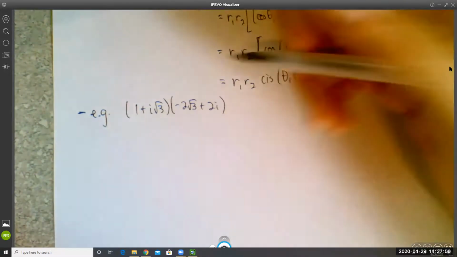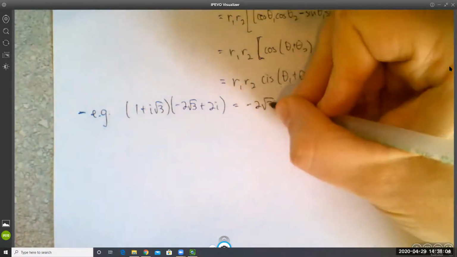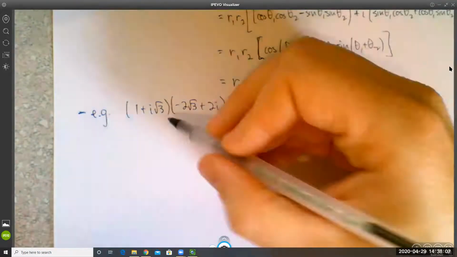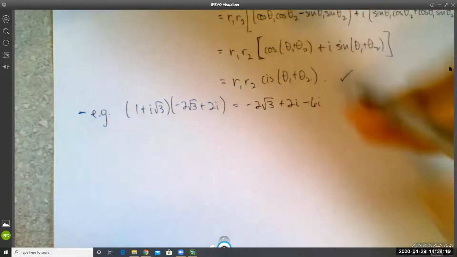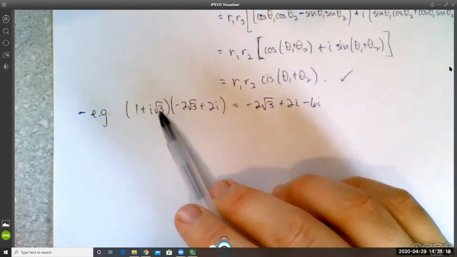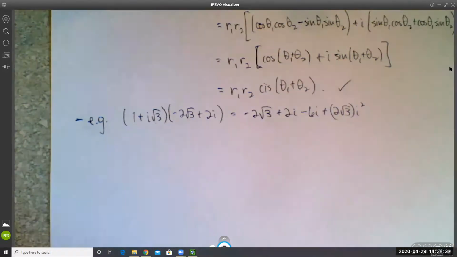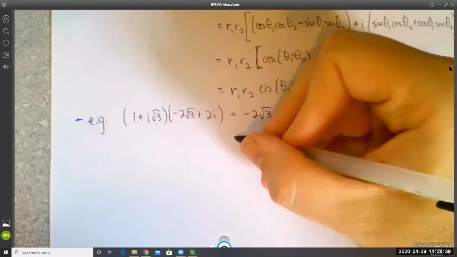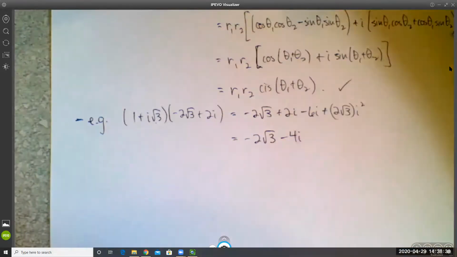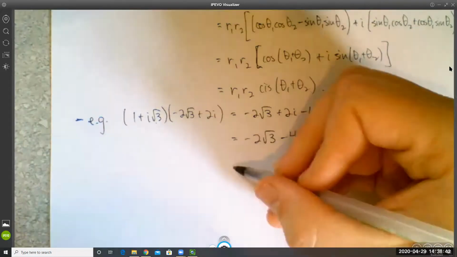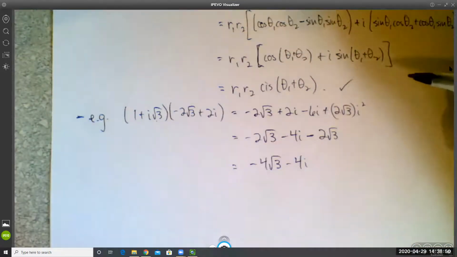then in order to multiply these things together, we would FOIL, right? So we would say this is negative 2 root 3 plus 2i minus, well, 2 root 3 times root 3 is 6, right? So we say minus 6i, and then plus 2 root 3 times i squared. Okay, so then we get negative 2 root 3 minus 4i minus 2 root 3. And then combining our like terms, we have negative 4 root 3 minus 4i. Okay, so that's how we would multiply a couple of complex numbers in rectangular form.